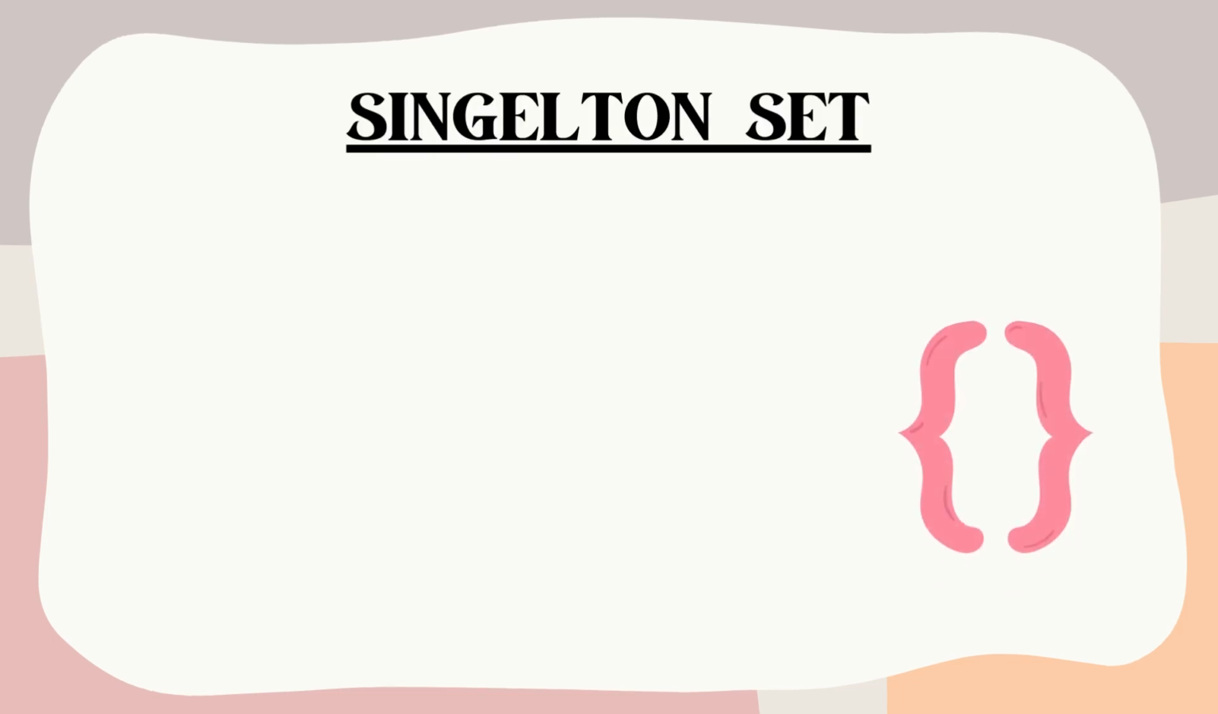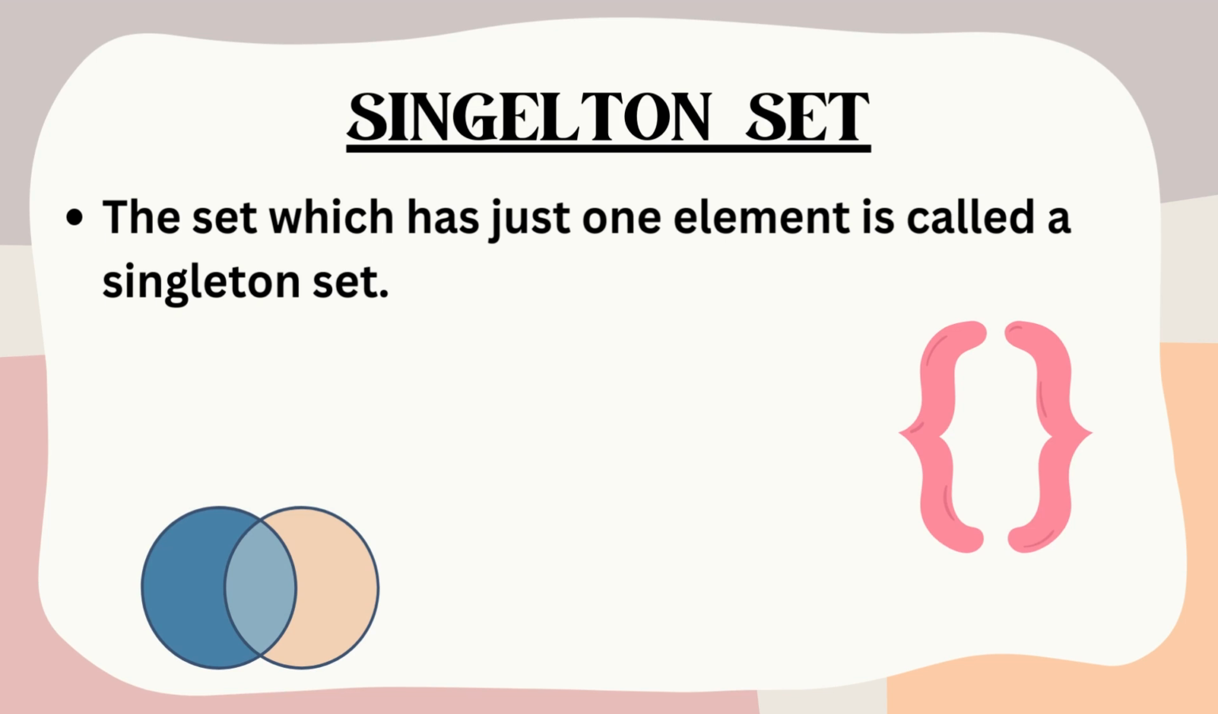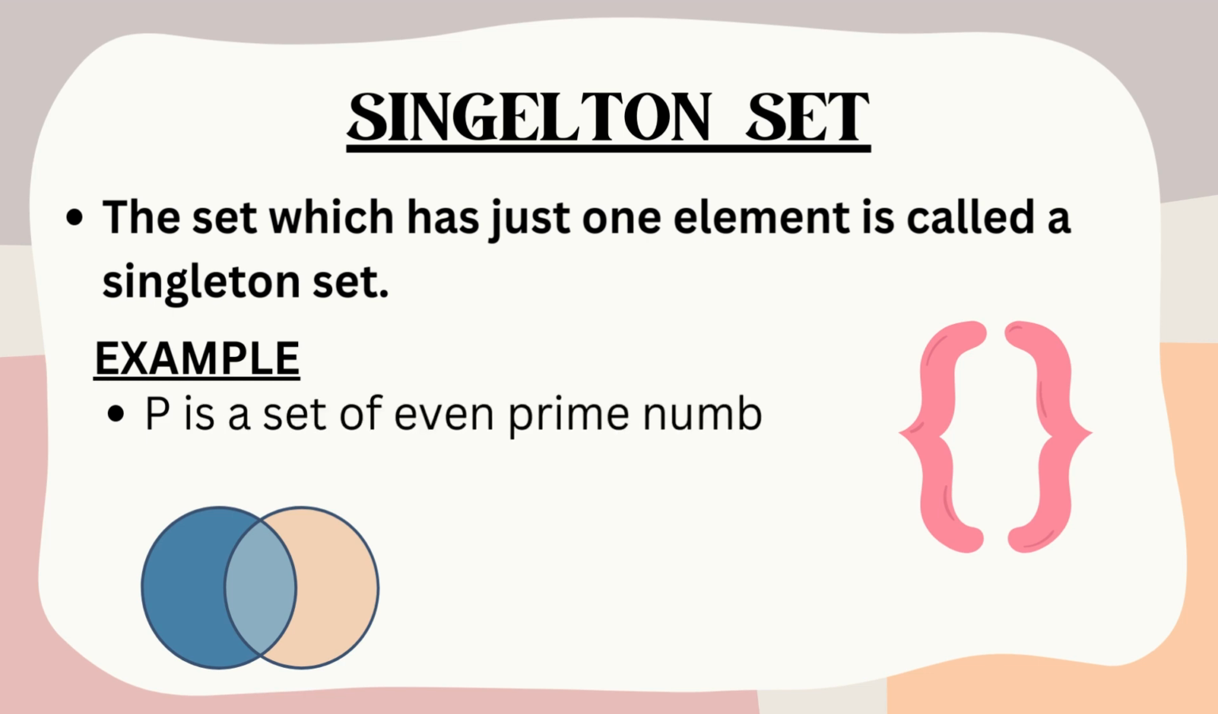A singleton set, in other words, is a set with just one element present. For more understanding, let's have a look at an example. Set P is a set of even prime numbers, and the only prime number listed is 2. The total number of elements present is 1. So the number of elements present for set P is 1.